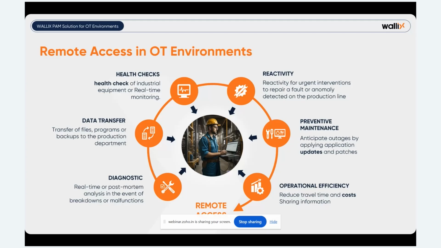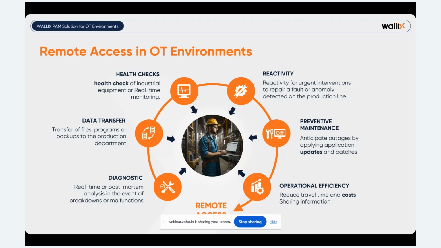For example, health checks for industrial equipment, reactivity for urgent interventions to repair a fault or anomaly detected on the production line, and preventive maintenance. As you know, in all production environments anticipating outages is very important, so this comes under preventive maintenance.